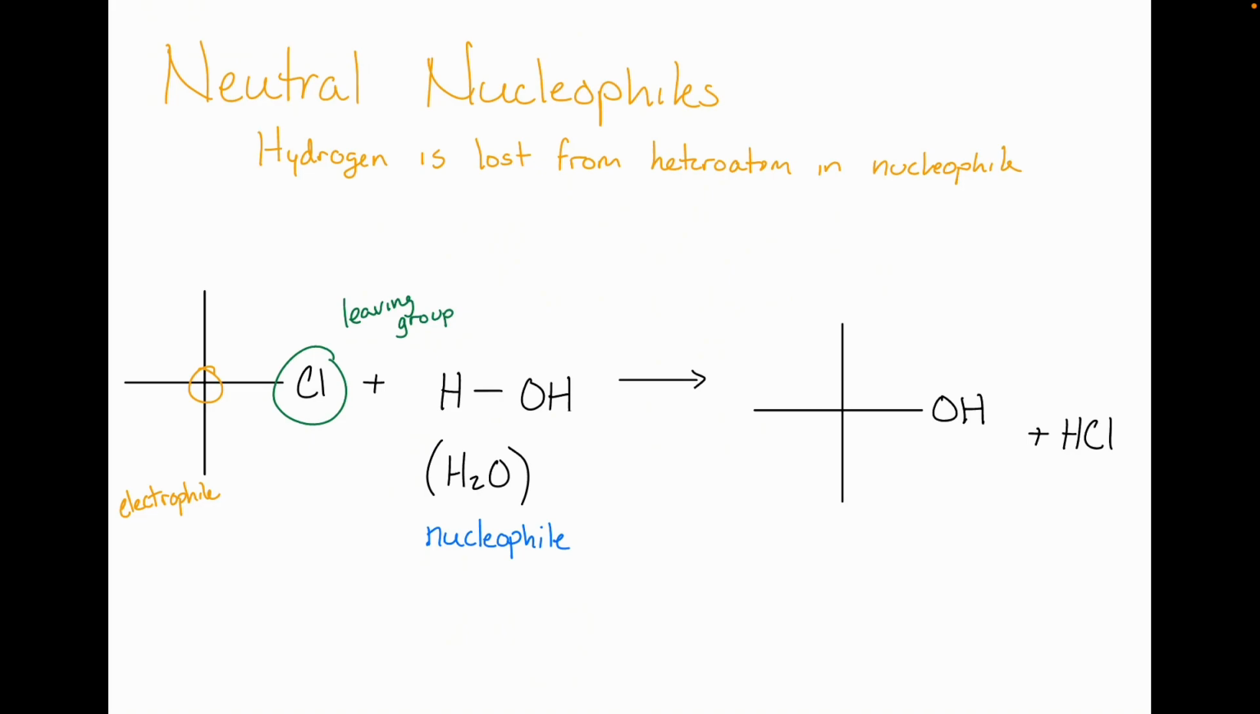Okay, what the heck do I mean by heteroatom? Basically anything that's not carbon. In this case, it was an oxygen. Importantly, carbon's not going to ever lose its hydrogen. It's always going to come from an oxygen or a nitrogen or a sulfur, one of these heteroatoms. So not carbon, but oxygen, nitrogen, sulfur, etc. Something that's not carbon.